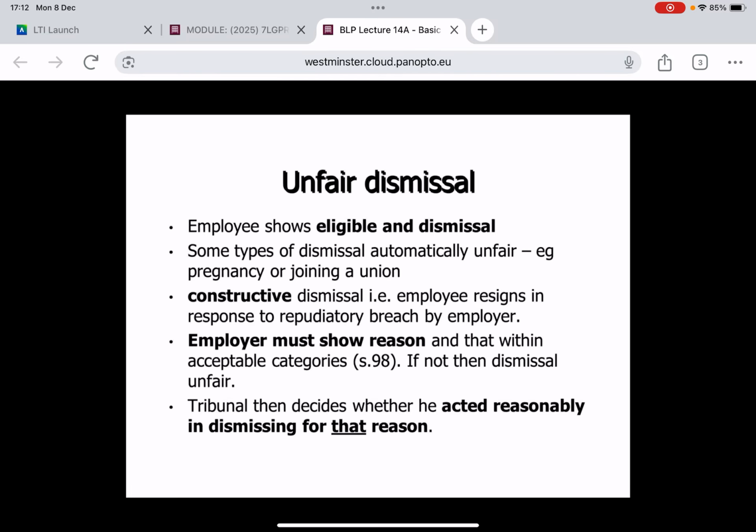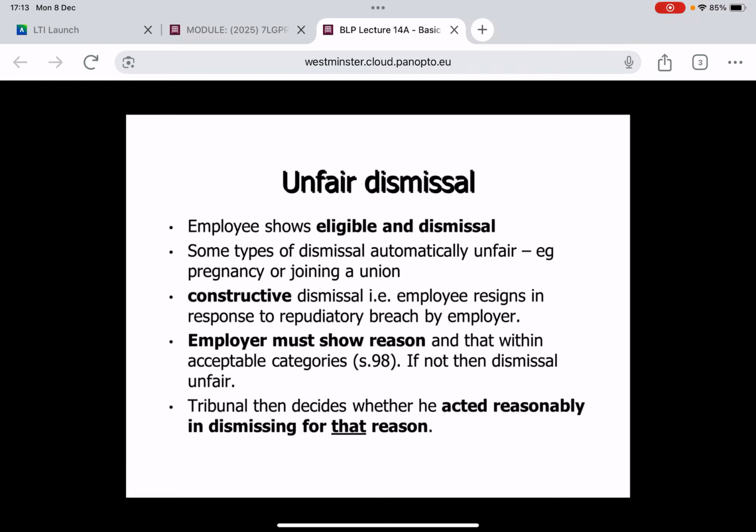So let's move on now to talk a bit more about unfair dismissal. If the employee is claiming unfair dismissal, then the employee first has to show they're eligible, that they are an employee, and that they've been dismissed, which may of course be constructive dismissal. Some types are automatically unfair, for example, pregnancy or joining a trade union. However, in the majority of cases, once it's been established that someone is an employee and has been dismissed, it is then up to the employer to show that the reason for the dismissal was what it was, and it fell within certain statutory categories of acceptable or fair reason. If the reason does not fall within these statutory categories, then dismissal is considered unfair.